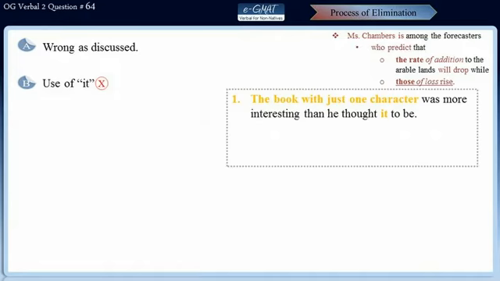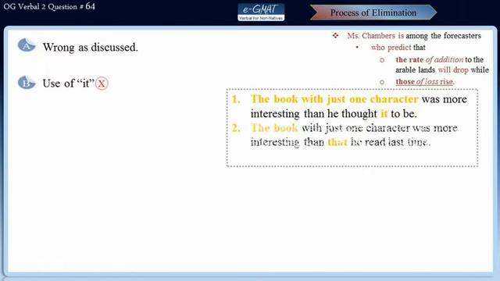Let's take an example. When we say the book with just one character was more interesting than he thought it to be, here it refers to the book with just one character. It refers to exactly the same noun antecedent. But if we say the book with just one character that was more interesting than that he read last time, here that has been used because that refers to altogether a different book from the book with just one character.